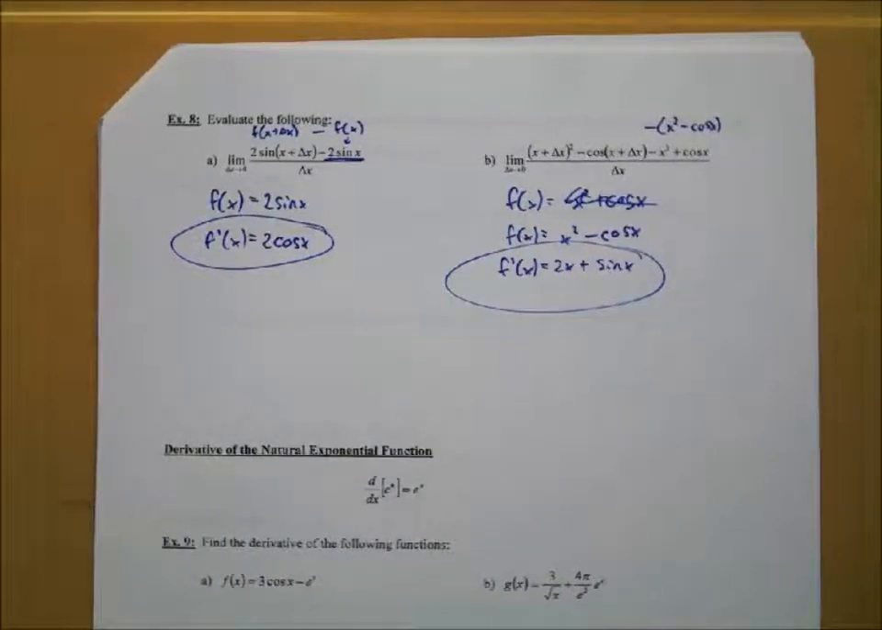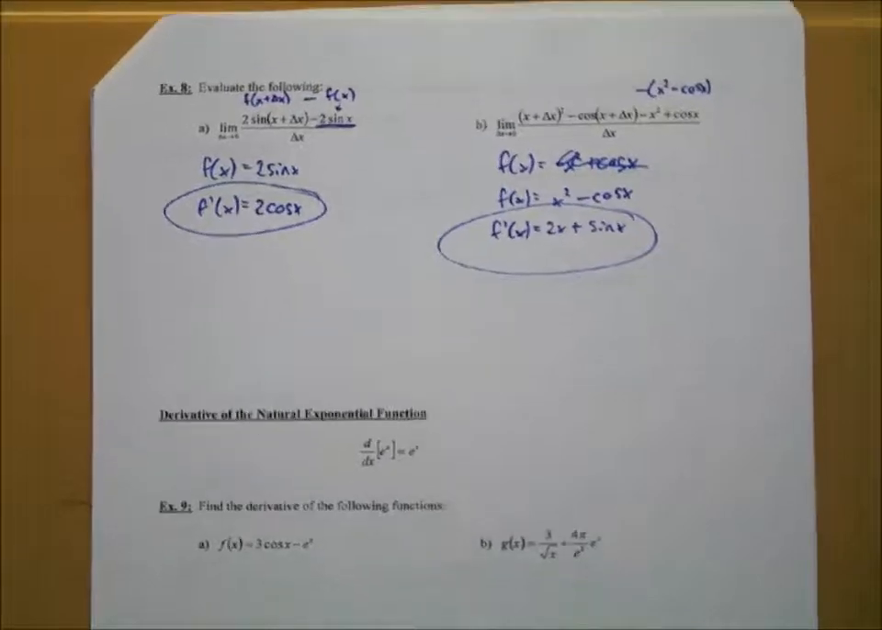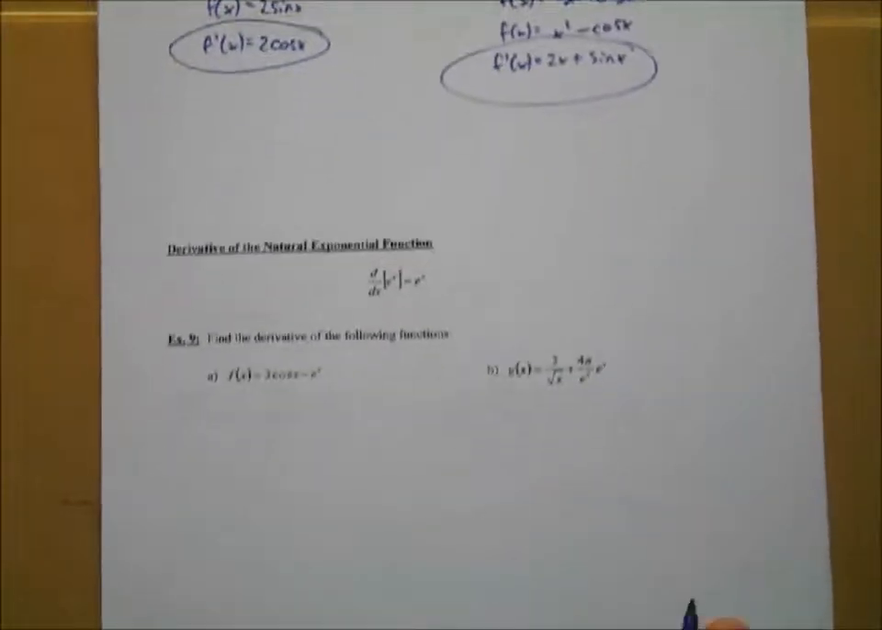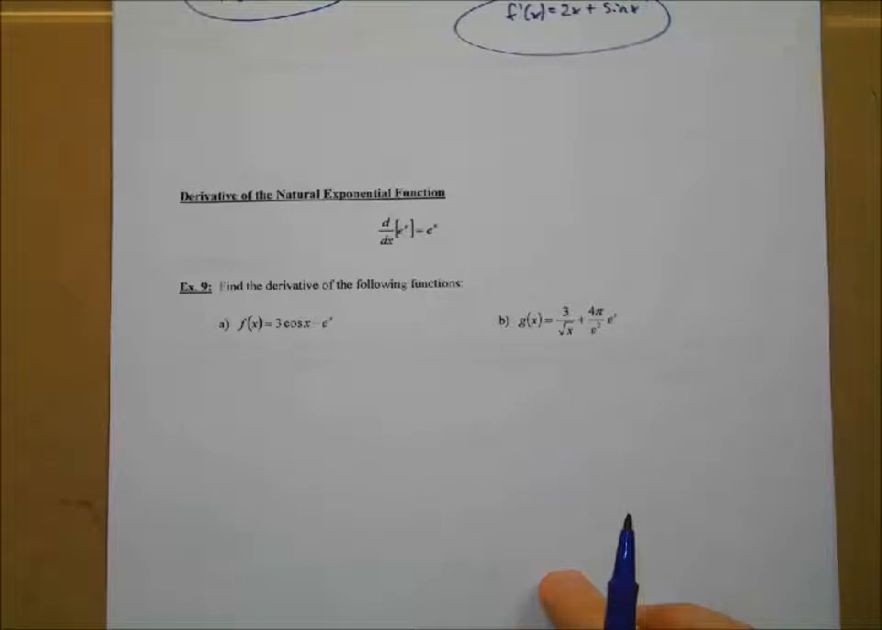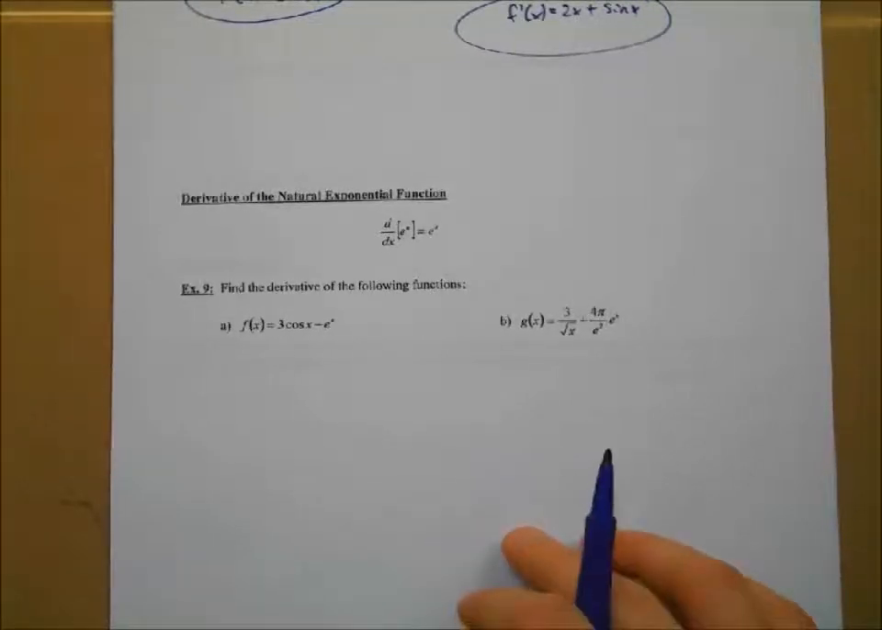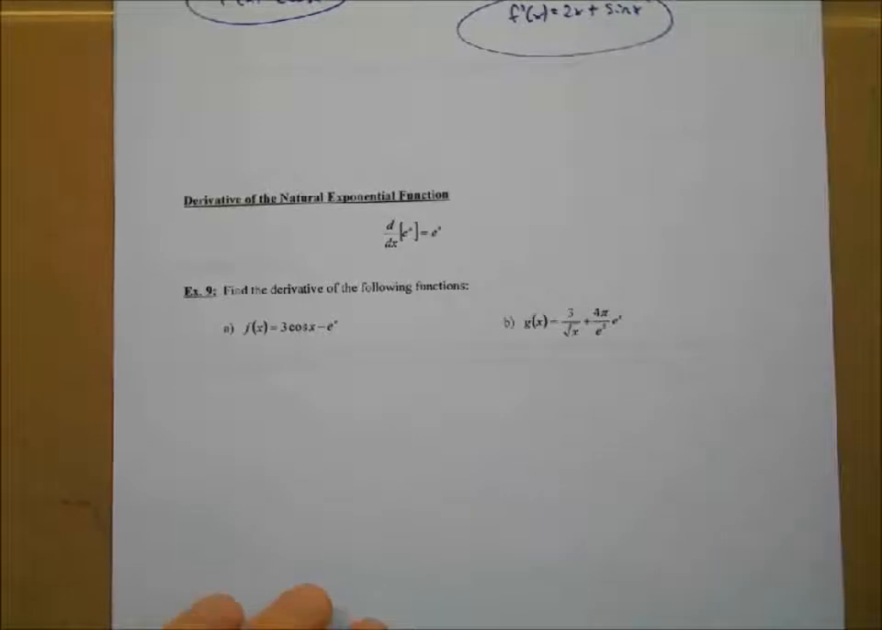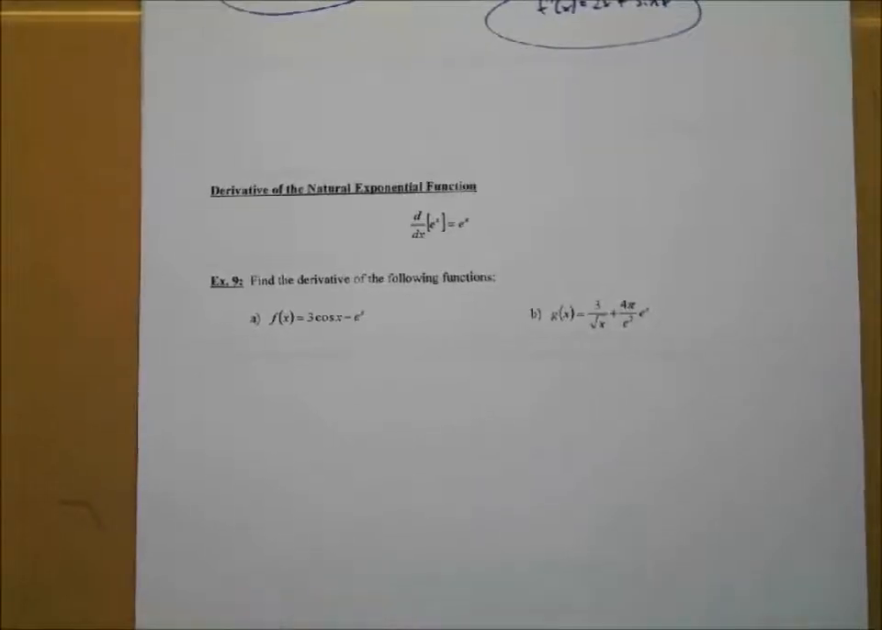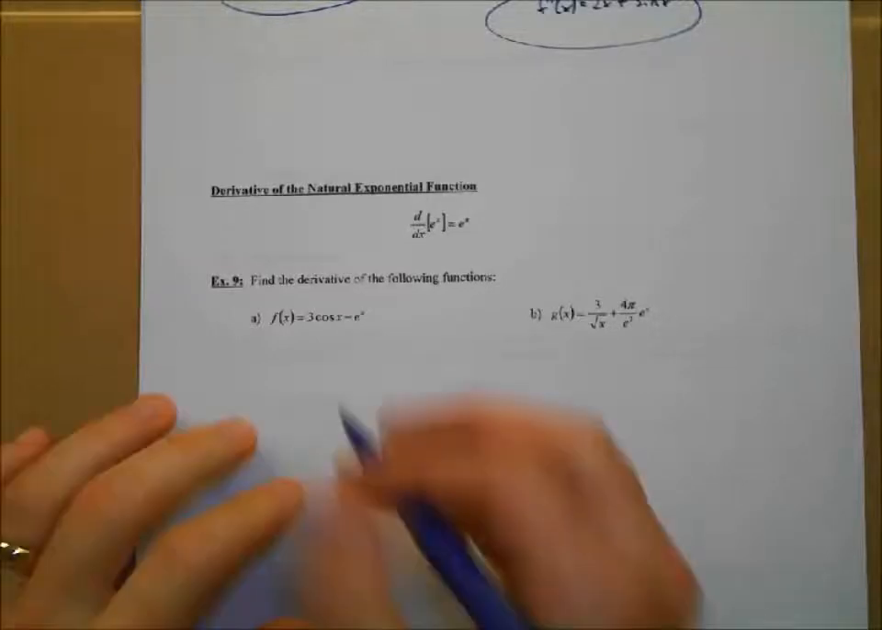Okay, moving on. Next we're going to learn the other easiest derivative. I guess the easiest derivative that we learned already was the constant function, where the derivative of a constant is 0. The derivative of e to the x is e to the x. Wow. You're going to have to remember that one, potentially for the quiz too, so don't forget it.